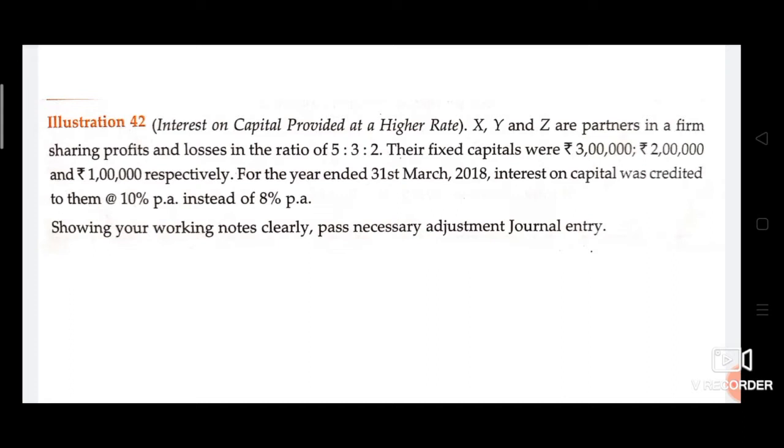So, here their fixed capitals are given, capitals are fixed. So, we no need to calculate any capital again. We can give on this fixed capital the interest on capital. So here we have to prepare directly adjustment table. Interest on capital wrongly credited is 10% and interest on capital to be credited is 8% per annum. Keep it in mind. Okay.